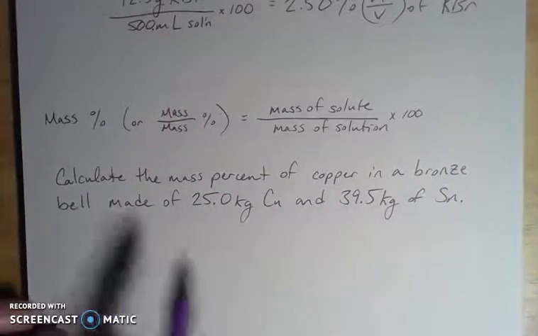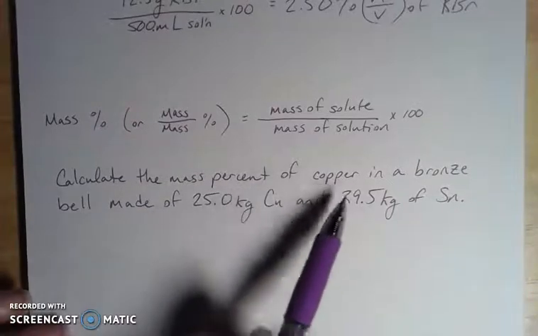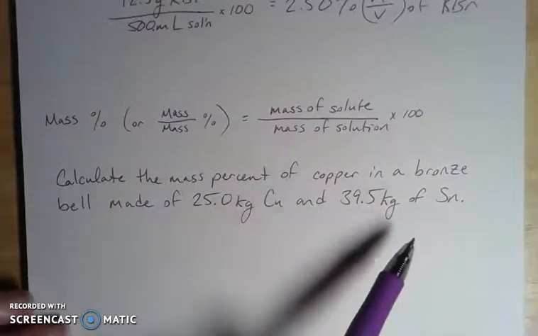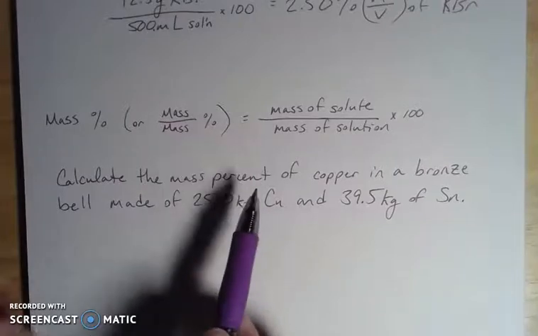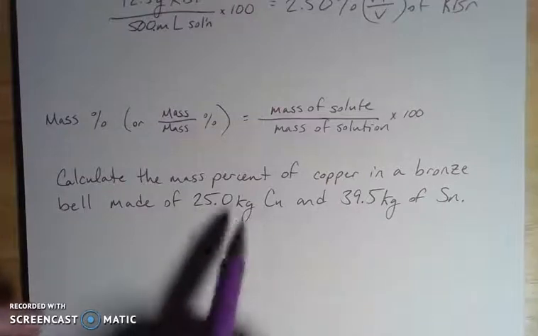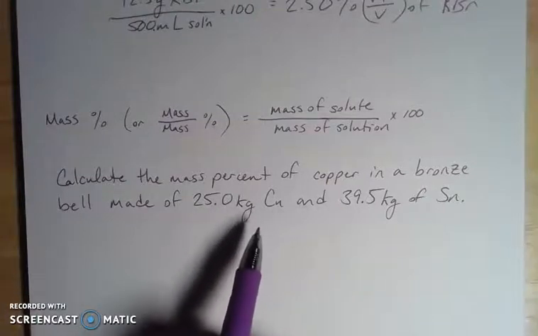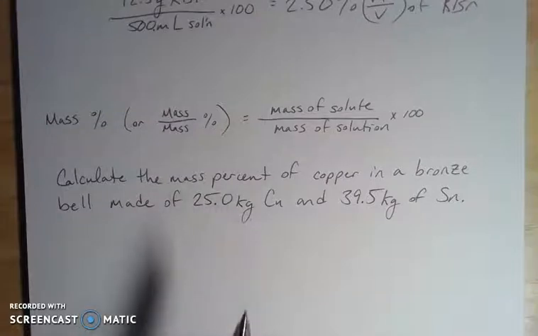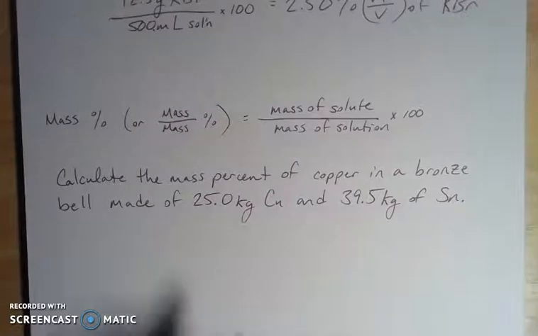So bronze is made up of copper and tin. So we want to calculate the mass percent of copper in my bronze bell given these masses. This is really useful in terms of non-aqueous solutions. A solution of metals would be a mixture of metals, which is called an alloy. So alloys of metals are mixtures of metals, and bronze is copper and tin, like the Bronze Age.